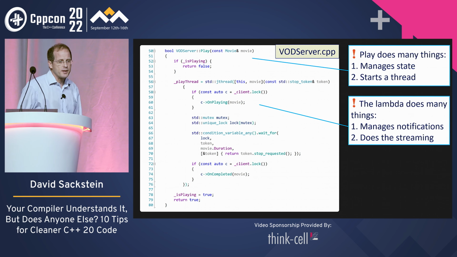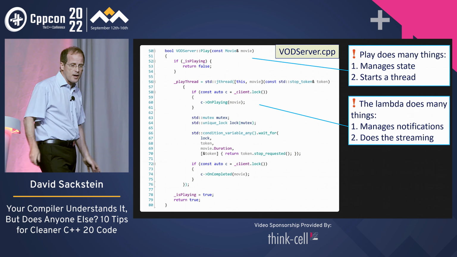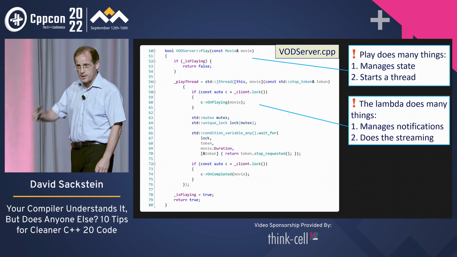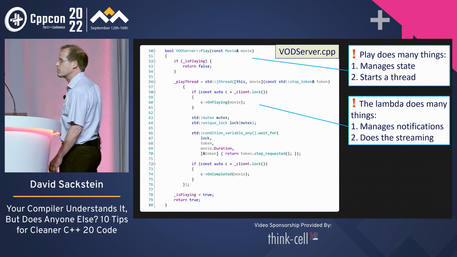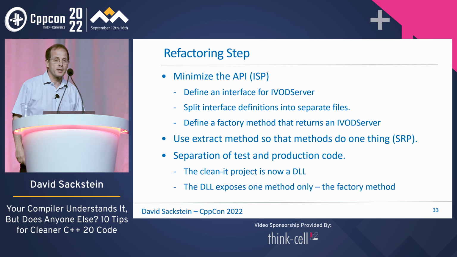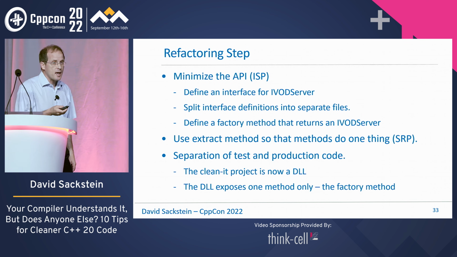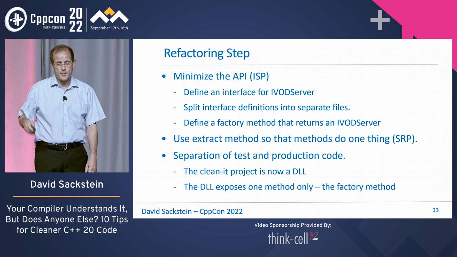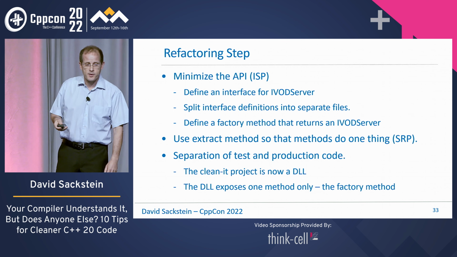So play does too many things. It manages state, it starts a thread. The lambda itself is doing too many things. It manages notifications, it does streaming. This is a violation, in my opinion, of the single responsibility principle. Makes the code not so clean. So the next step in the presentation, in the repo, in the project, is a refactoring step.